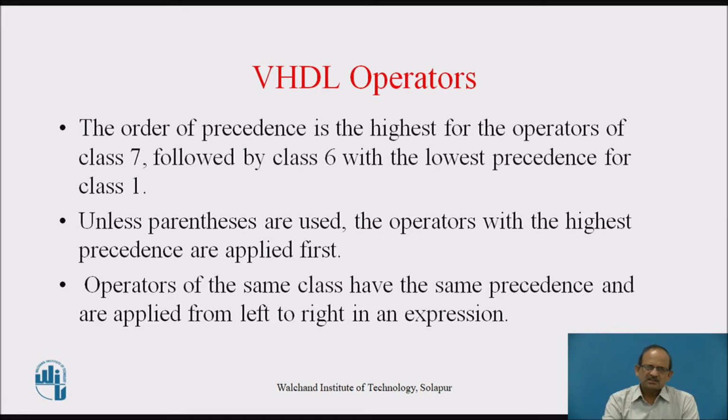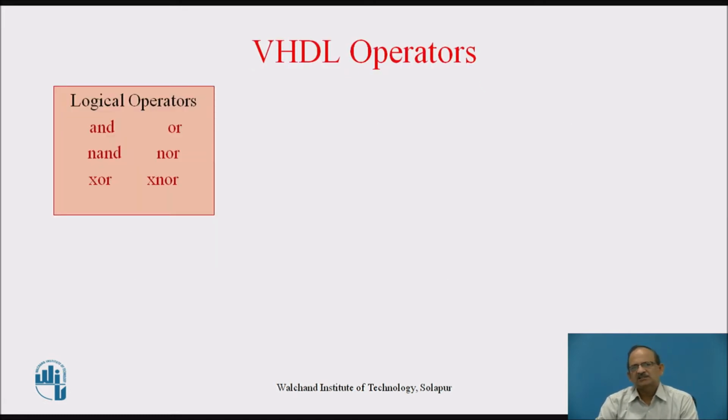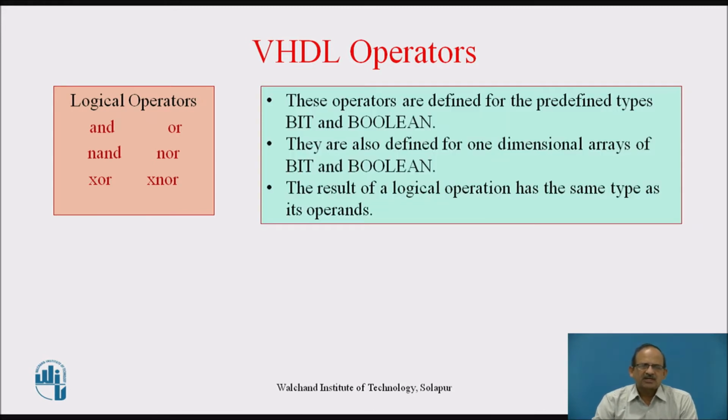Now, let us see these different classes of operators. First class is logical operators. You have AND, OR, NAND, NOR, XOR and XNOR. These are all binary logical operators. These operators are defined for predefined data types like bit and boolean. They are also defined for one-dimensional arrays of bit as well as boolean. The result of a logical operation has the same type as its operands.